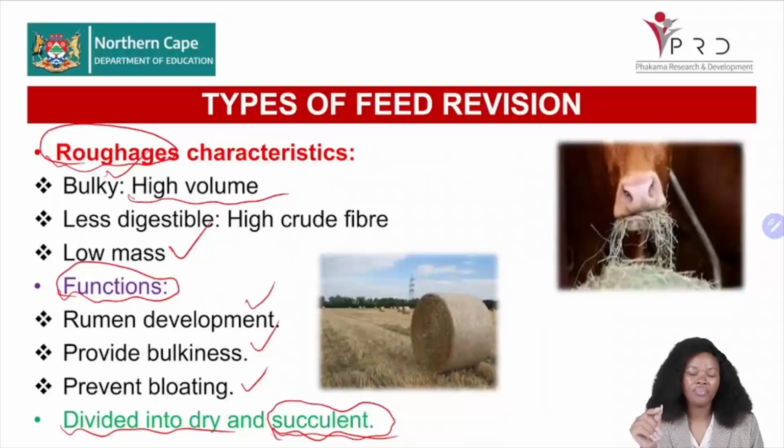After that, the silage will have to be mixed with molasses to improve the palatability and the digestibility. Remember, molasses is a sugary liquid that is used to improve palatability and digestibility of roughages. An example, silage, that is a succulent roughage.